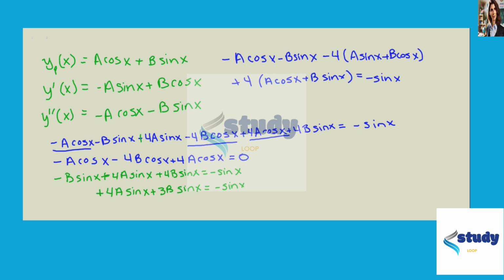All right, so continuing on then, when I simplify, I have 4a plus 3b equals -1. And in my purple line, I'm combining negative a cosine of x. So I have -4b cosine of x. 4 minus 1 is plus 3a equals 0.